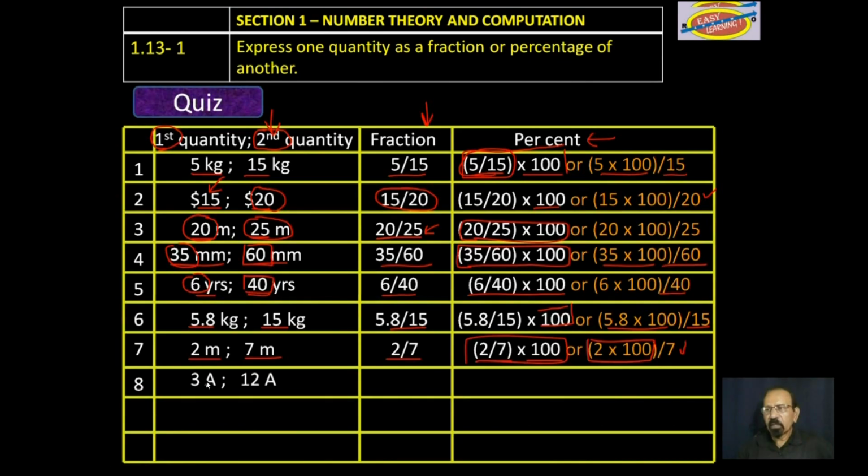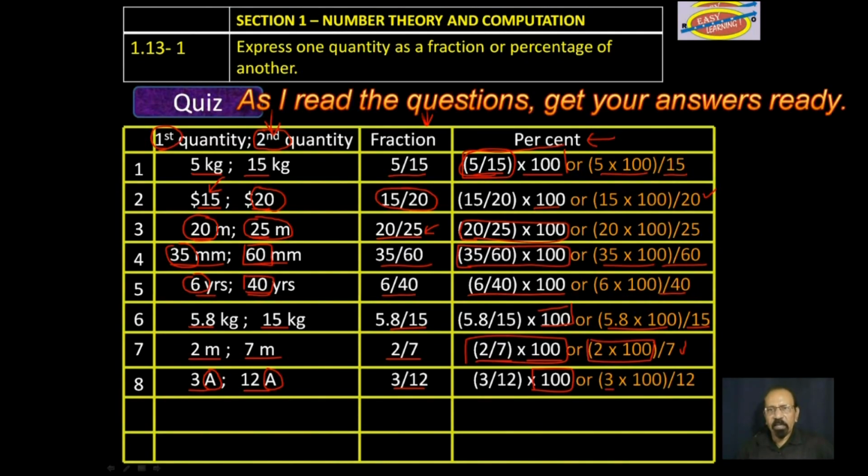Question 8. 3a out of 12a. Now, you may not know what a represents, and as I said, it doesn't really matter as long as the units are the same. A actually is amps for current. So express 3 amps as a fraction and a percentage of 12 amps. So 3 out of 12, that's a fraction. You can reduce that later. And then you multiply that by 100 to get the percentage, or you multiply the 3 by 100 first and then divide by 12.